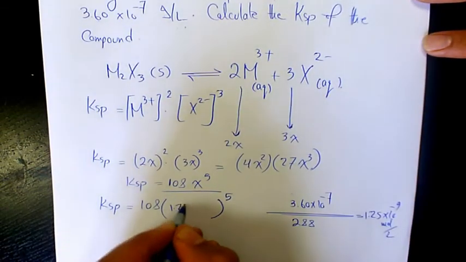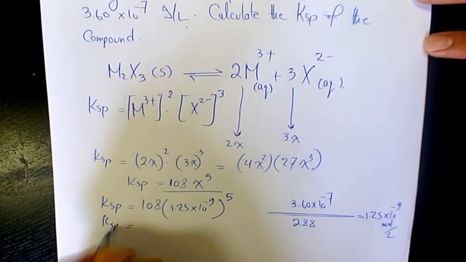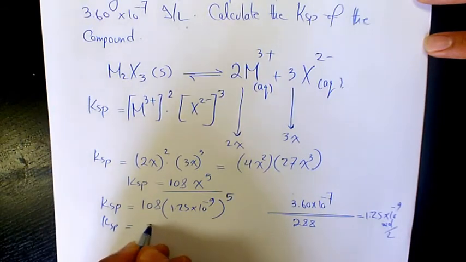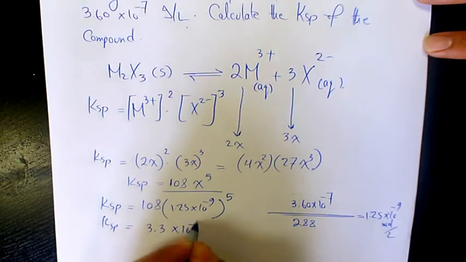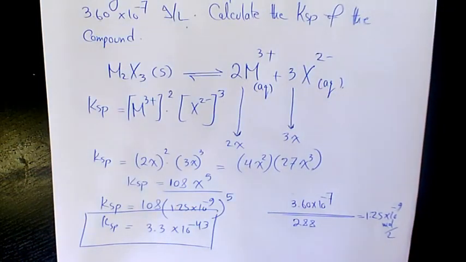We sub it here, and when you simplify it, Ksp will be 3.3 times 10 to the power of negative 43. So that's the Ksp of M2X3.